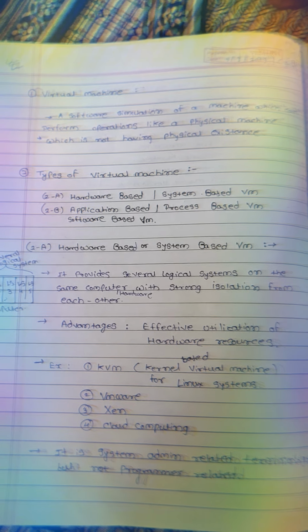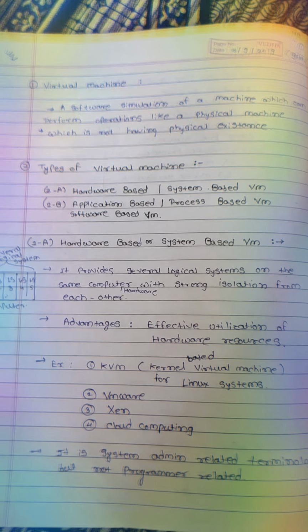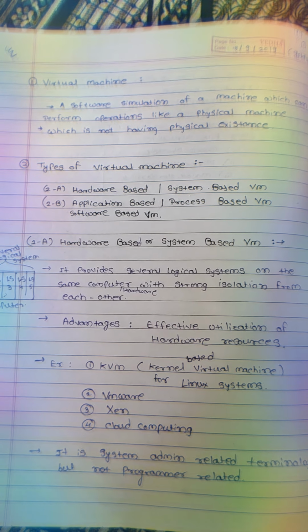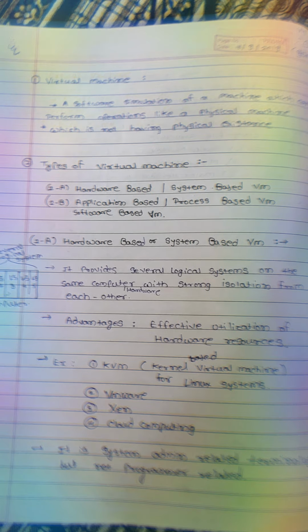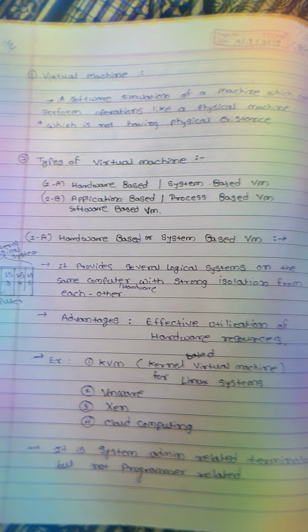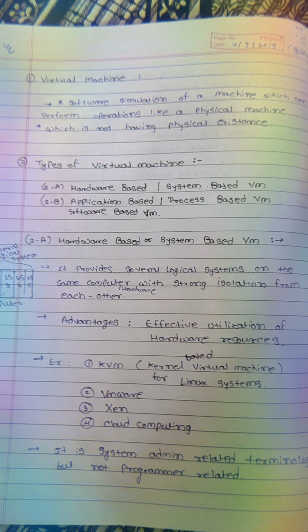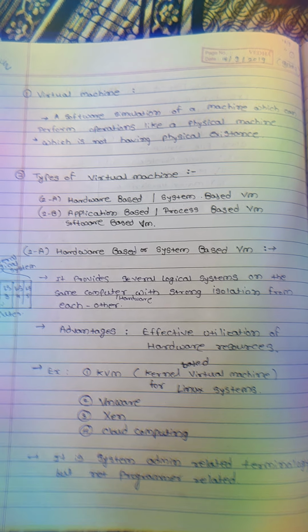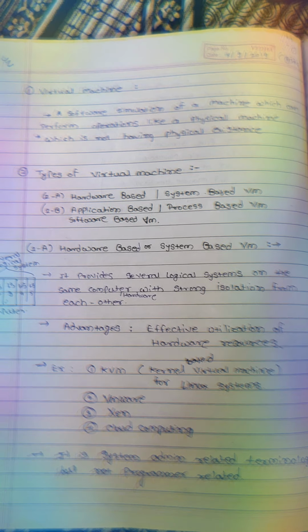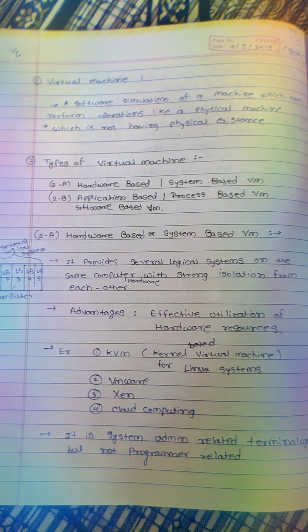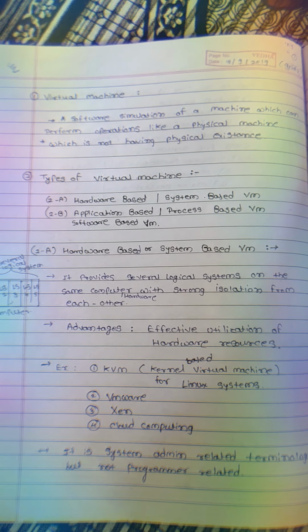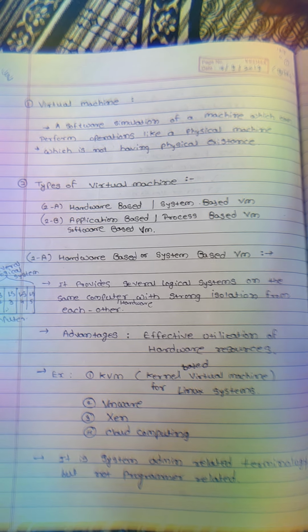So there are two types of virtual machines, and those are hardware based virtual machines, also called system based virtual machines, and the second type is application based or process based virtual machines. Hardware based or system based virtual machine provides several logical systems on the same computer or hardware with strong isolation from each other.